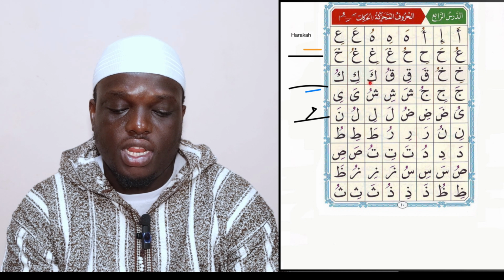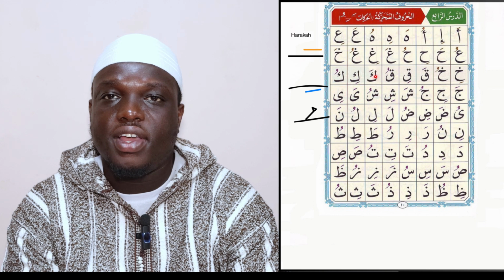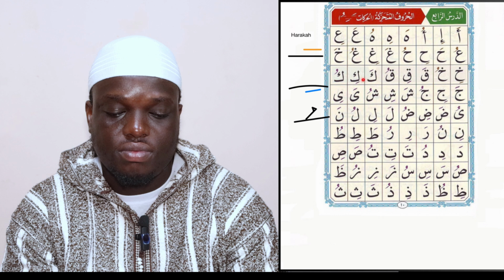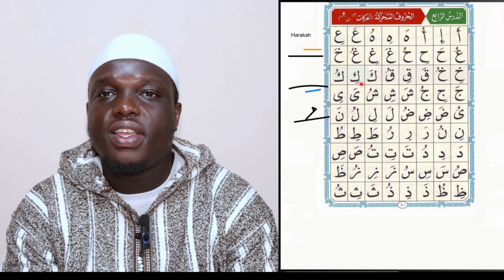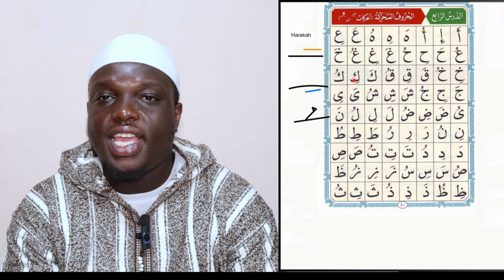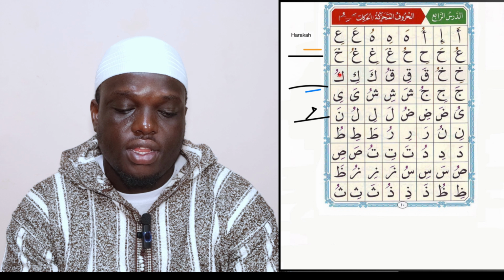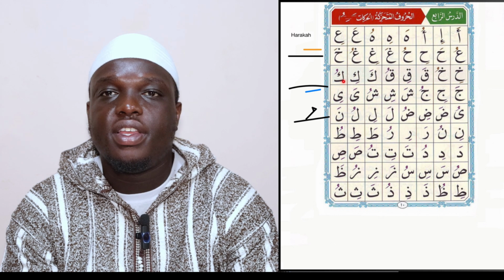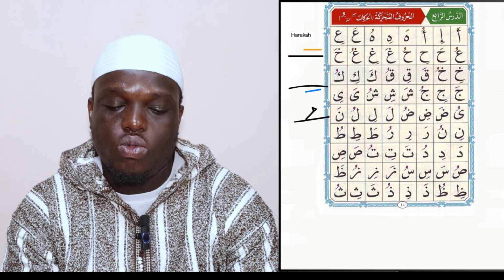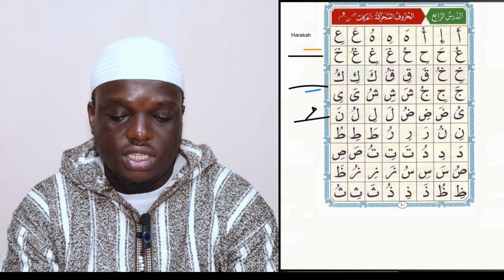Next one, the last one we're going to go over together. We have kaf, fatha is what? Ka. Kaf, kasra is what? Ki. Kaf, dhamma is ku. Ka, ki, ku. It's just the same pattern.